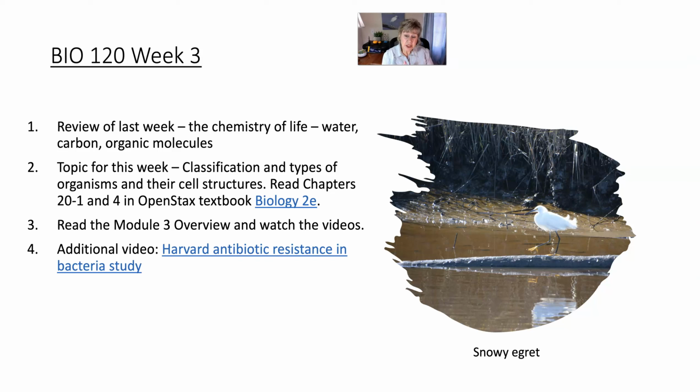Okay, so the chapters to read this week. 20-1, chapter 20, section 1. Read that, and chapter 4 in your OpenStax Biology 2nd edition, free textbook. So please use it. It's a good textbook. And since it has a search feature online, you can go directly to these chapters. You don't have to fiddle around with anything else. Read the Module 3 overview and watch the videos. You will need those.